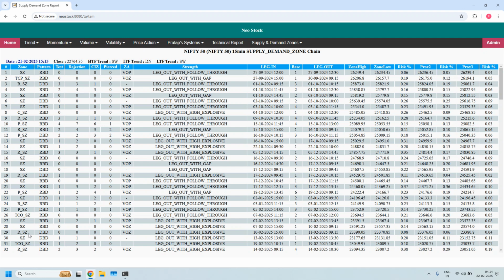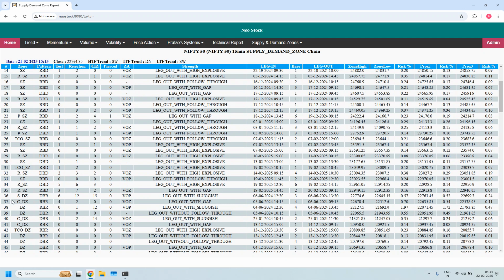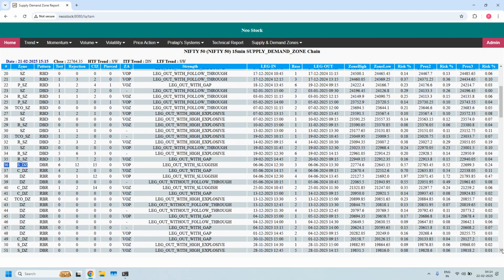All these are all supply zones. Let me scroll the list down. The nearest demand zone to the current closing price is 36. Serial number 36. Let me put it in the center. Okay.